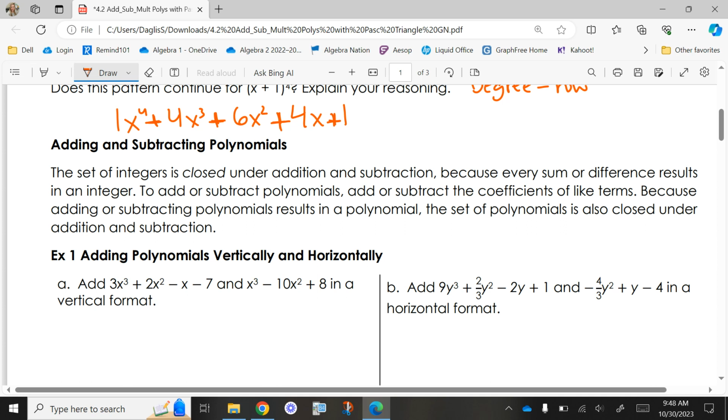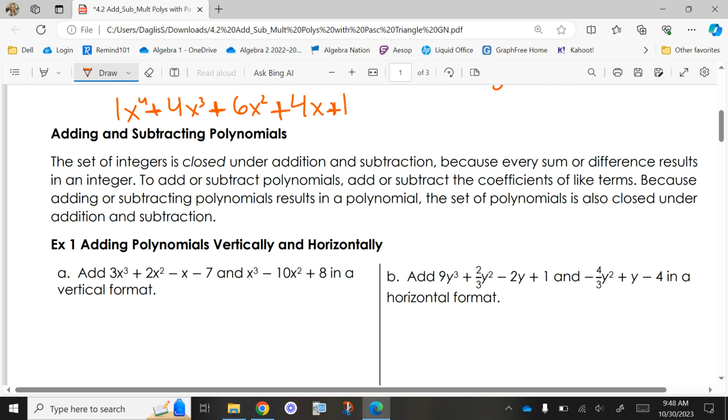There's two different ways to do it. There is a vertical way to add and a horizontal way to add. Okay, I'm going to show you both. You pick which one you like and go with it. Okay, I like to give you options.